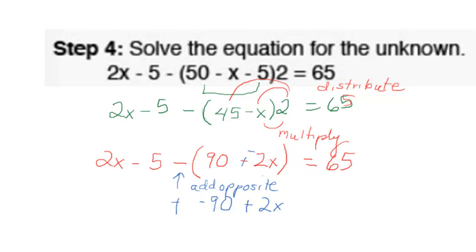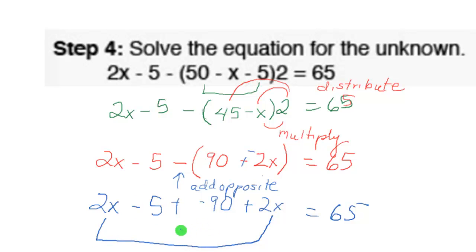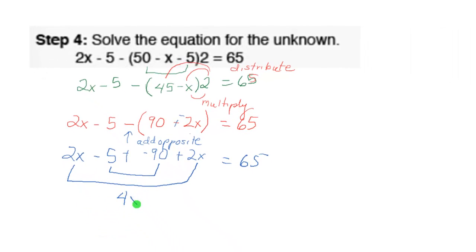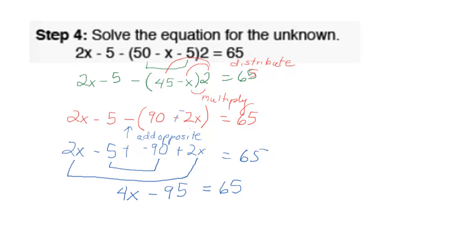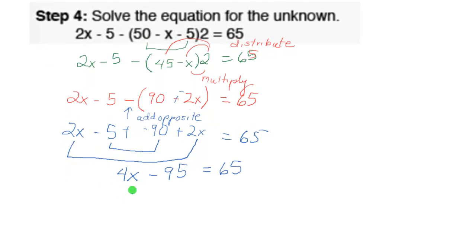So now, go back and bring down the 2x minus 5, and the 65. Now on the left, you want to add like terms. So which are the like terms? The 2x and the other 2x, those are like. And the negative 5 and the negative 90, those are alike. So 2x plus 2x is 4x. Negative 5 plus negative 90 is negative 95. And that equals 65.